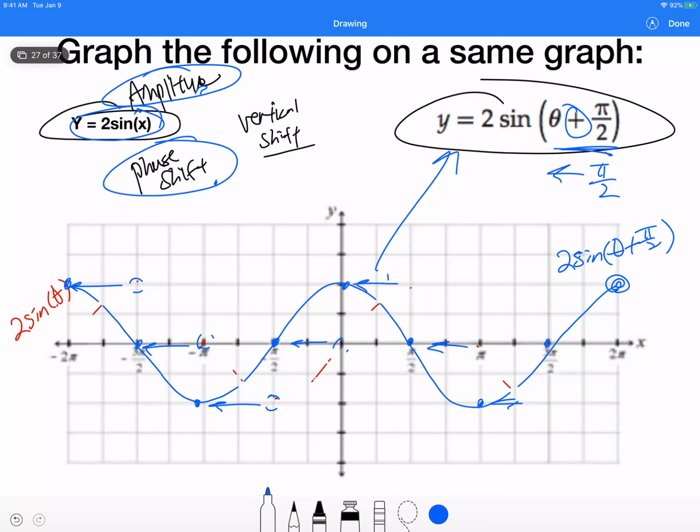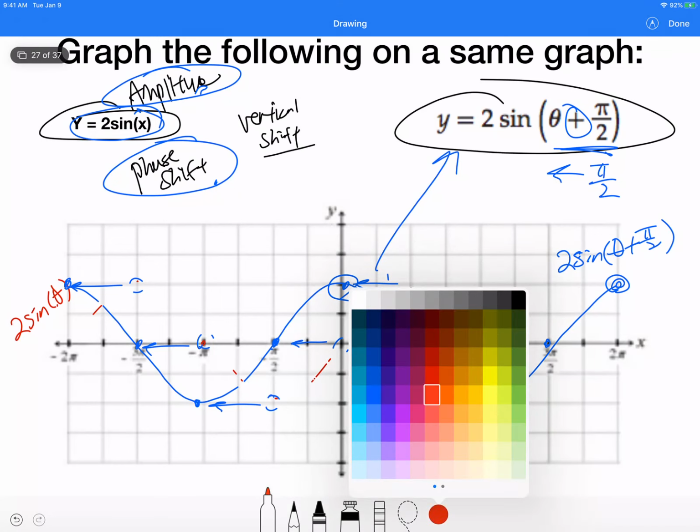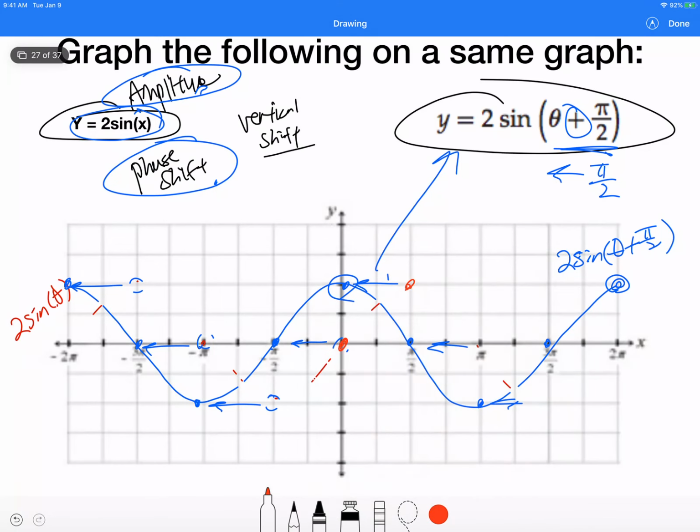Or if you would just like to plot those 5 essential points from the original and then just move them towards the left. So for example, I had those 5 essential points here, here, here, here, and here, and then just move them towards the left and erase those points like so, and then just connect the new dots, and then you will get the same blue graph as you see up here.